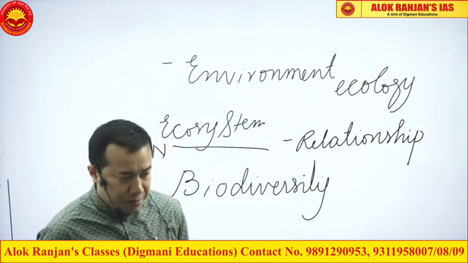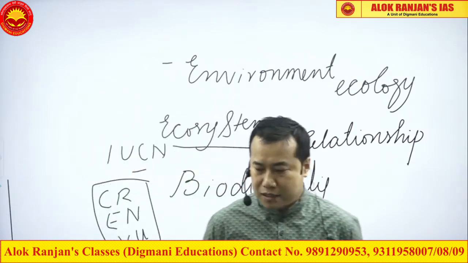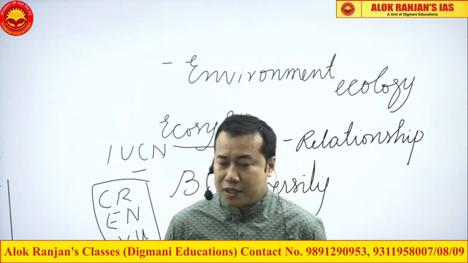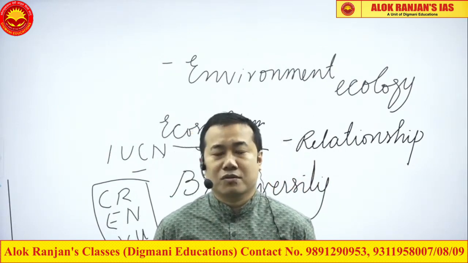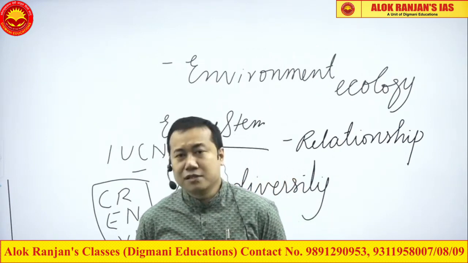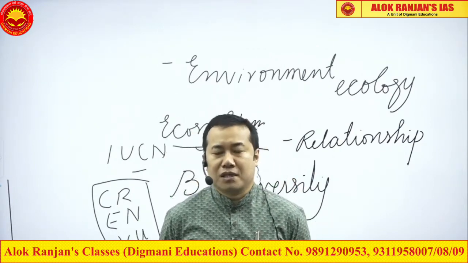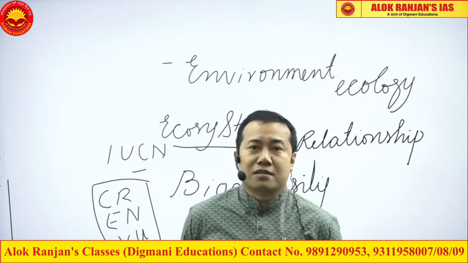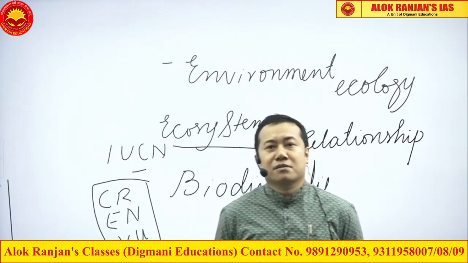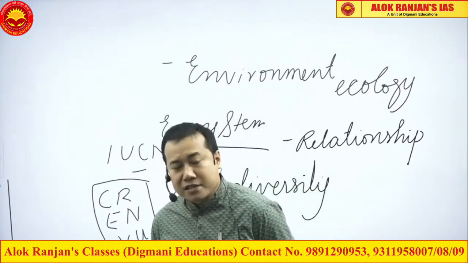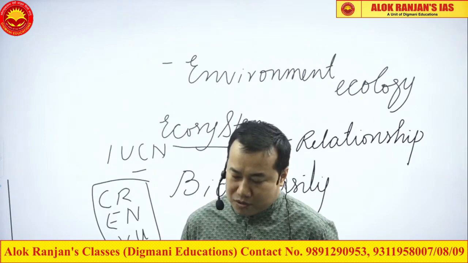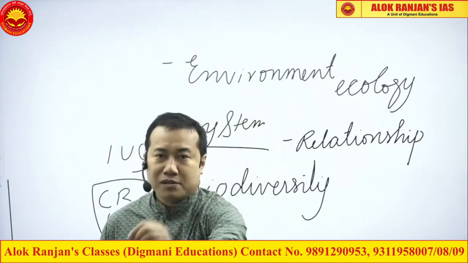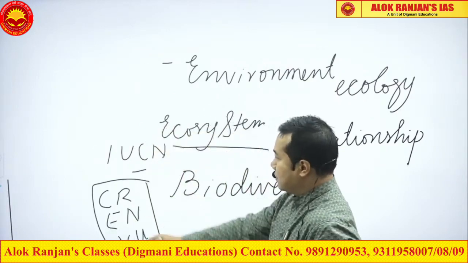So the IUCN came out with data-driven figures and the status of animals and plants. Now they have included fungi also, which we call the lists of threatened species of plants, animals and fungi. The IUCN is not giving status to groups of organisms like bacteria or viruses. It is giving status to three groups: plants, animals and fungi. So this is about the threatened species.